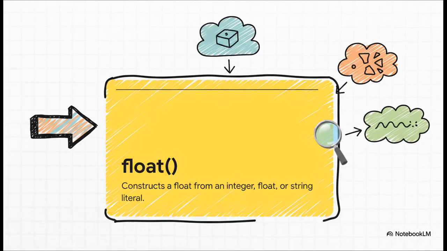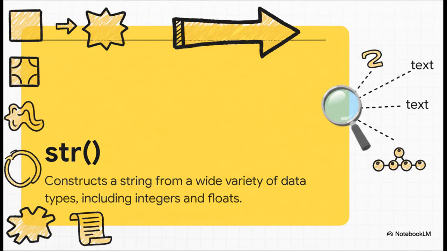Next up is float. This is your go-to whenever you need numbers that have decimal points. It's pretty flexible, actually. It can take an integer, another float, or a string and just cleanly turn it into what's called a floating point number. And finally, there's str. Now, this one is the most versatile of the bunch. It can turn almost anything, integers, floats, you name it, into a text string. This is absolutely essential when you want to create messages to show a user, like printing "your final score is" and then the actual number.